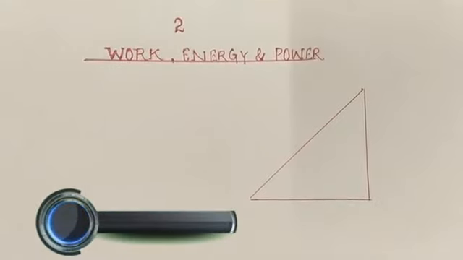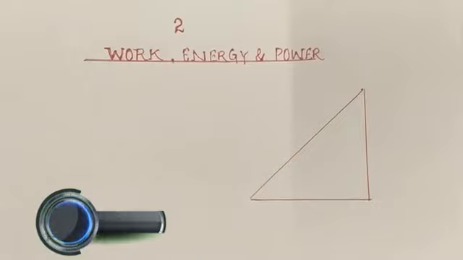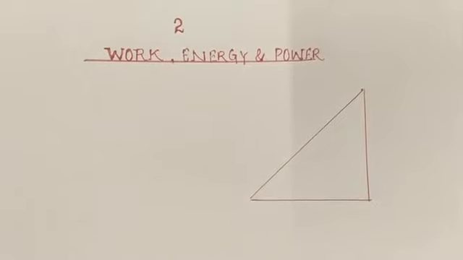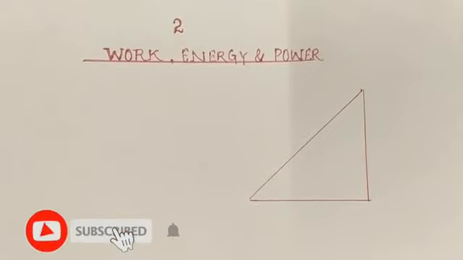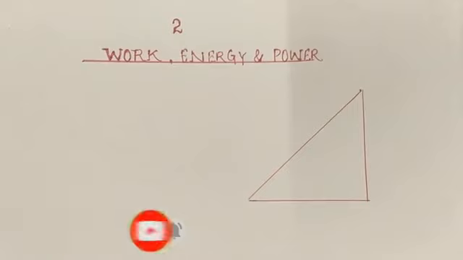Students, in the previous lecture of this chapter, which is chapter number 2, Work, Energy and Power, we were discussing the work, its definition and various cases of the work. Children, we have learned the definition of work: work is said to be done when a force is applied to an object and there is a change in position, or displacement occurs.